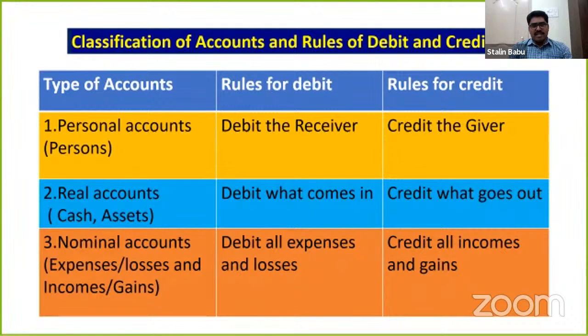One is personal account, second, real account, third, nominal accounts. Accounts are classified into three types: personal account, real account, and nominal account. Let us see the first one. What is the first one? Personal accounts. Personal accounts are related to persons.